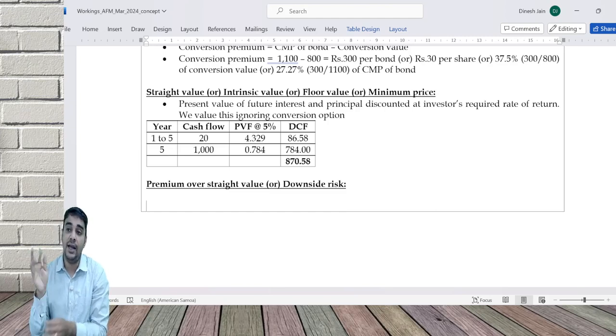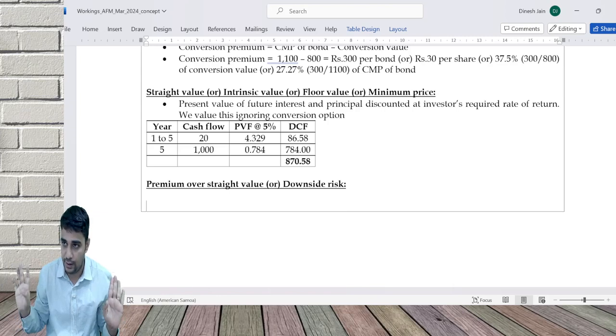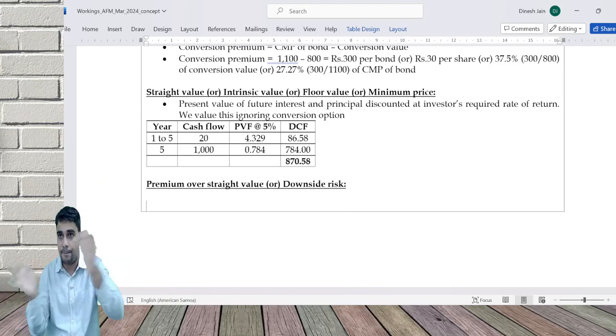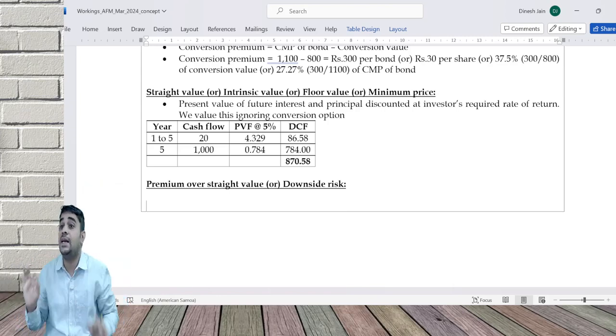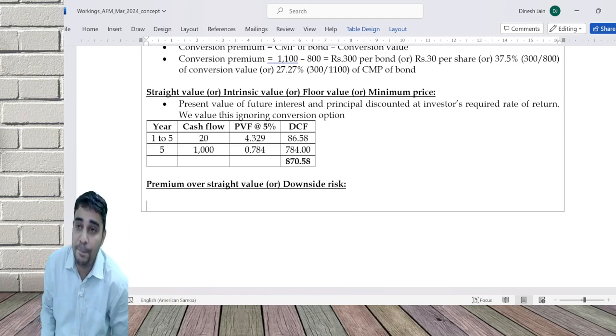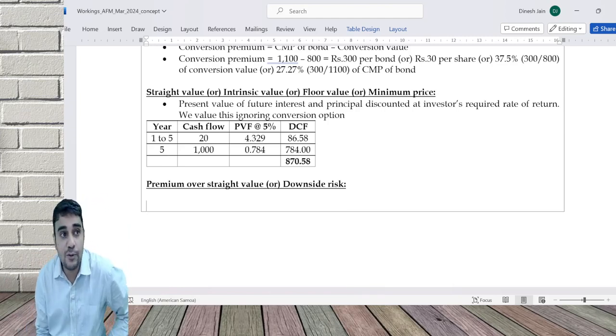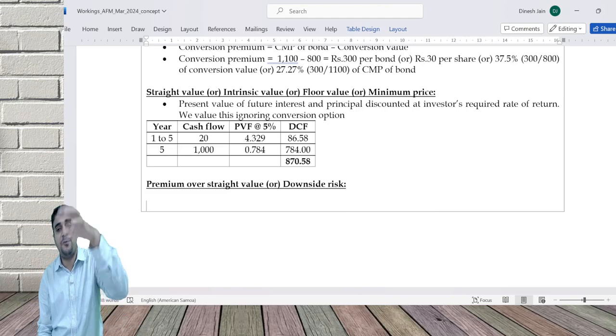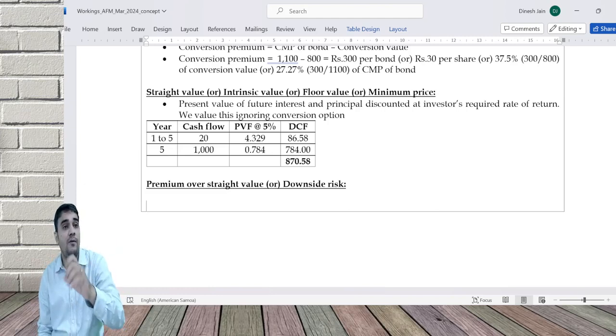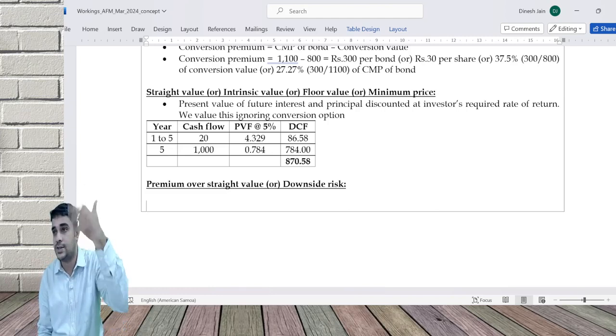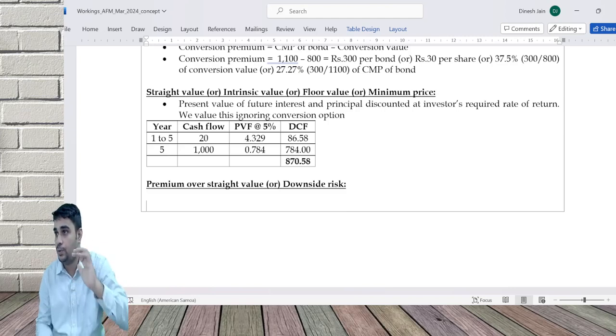What was 800? 800 is if you convert today. We are not going to do conversion today. That's a different calculation. Don't compare both the numbers. 870 is the real worth of the bond. But I paid 1100 because I was promised that after 5 years, one share will be worth 300 rupees, 400, 500, 600, 700, a very high value.